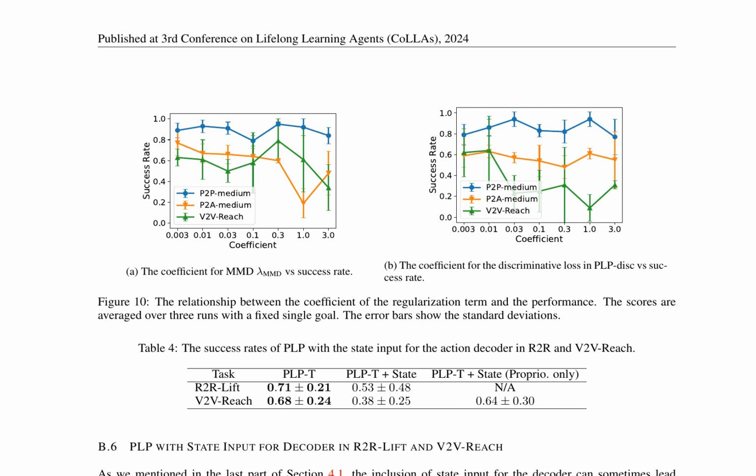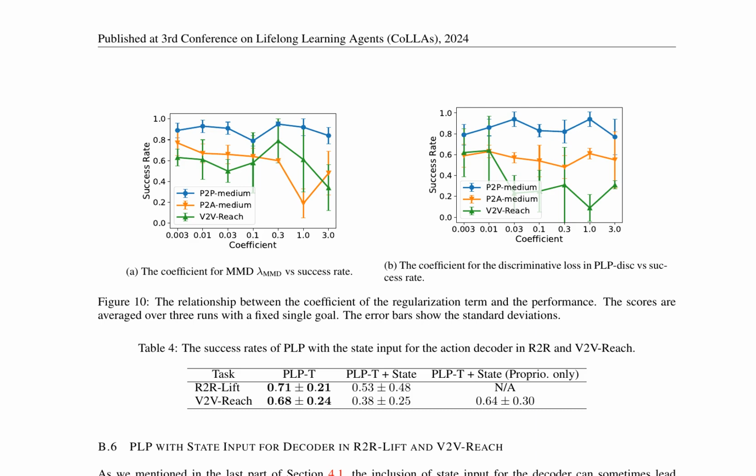Next, the authors examine the relationship between the coefficient for the discriminative loss in PLP disc and the success rate, shown in Figure 10b. The findings reveal that a higher coefficient for the discriminative loss also improves the success rate, highlighting the importance of this term in the overall performance of PLP.